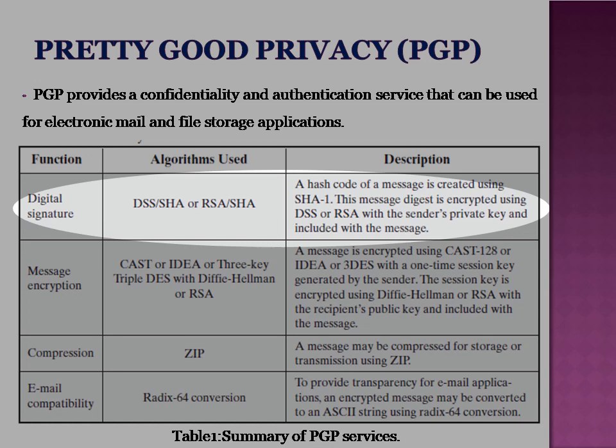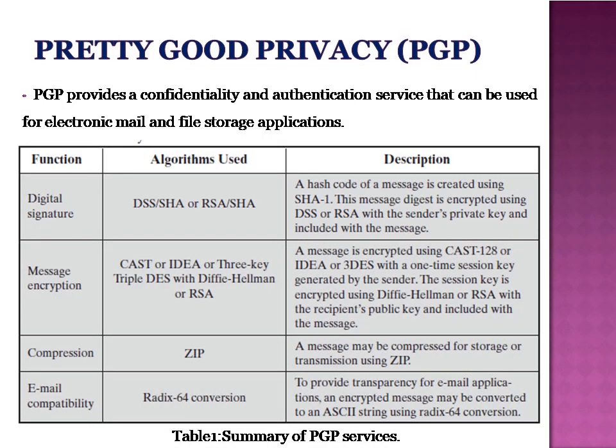The algorithms used to implement this digital signature are DSS along with SHA or RSA along with SHA. The way it is implemented is given in the third column, which is the description column, which says that a hash code of a message is created using SHA-1, which is nothing but the authentication algorithm. Then this message digest is encrypted using DSS or RSA with the sender's private key and then included with the message. So this was about the first service.